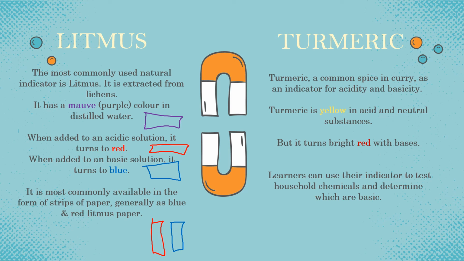Now turmeric. Turmeric is a common spice in curry, and it is also an indicator for acidity and basicity. We probably all know turmeric as haldi, which we all use at home and for cooking as well. Now turmeric turns yellow in acid and neutral substances. It will turn yellow when you put it into acid or any neutral substance, while for bases it will turn a bright red color.